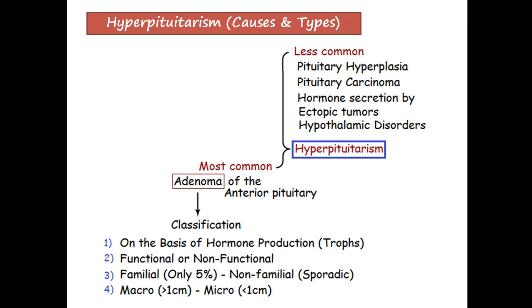Moreover, an adenoma in the pituitary gland may be functional or non-functional. If it is non-functional, it will not be secreting excess pituitary hormones, and it will produce its effects just because of the presence of an enlarged pituitary gland or a mass. But mostly the pituitary adenomas are functional, and in addition to the mass effects, they also produce excess hormones.